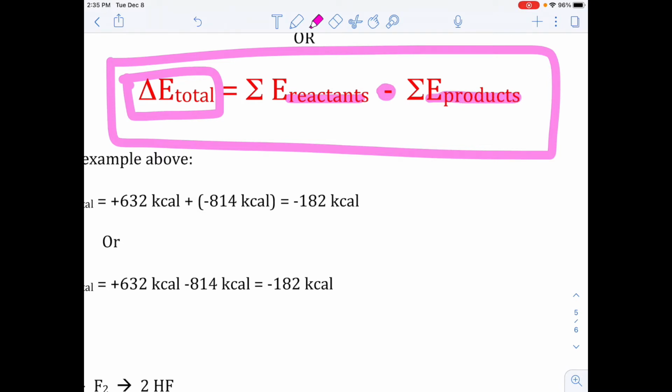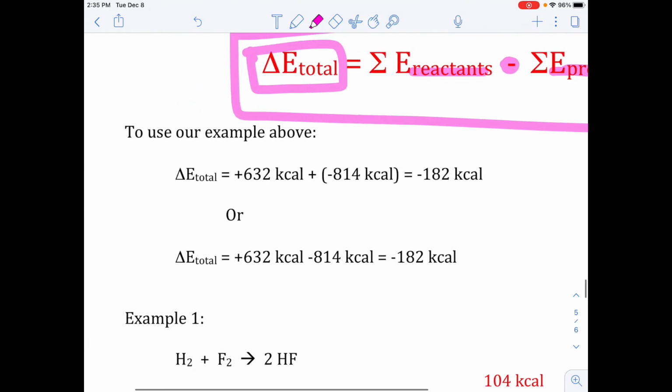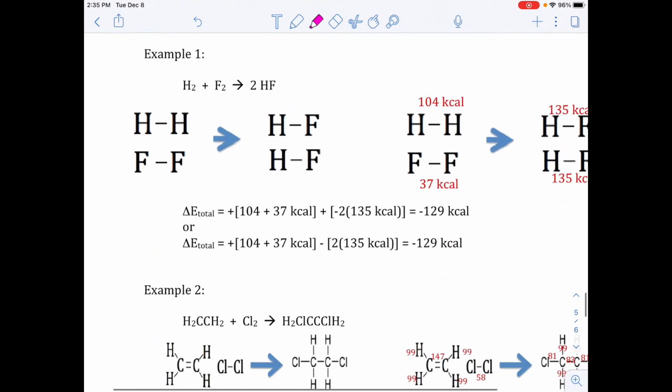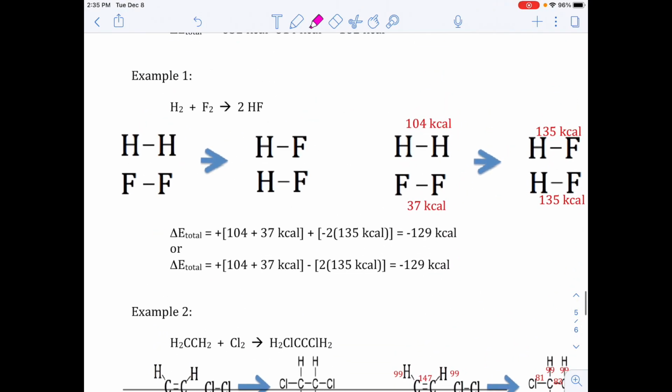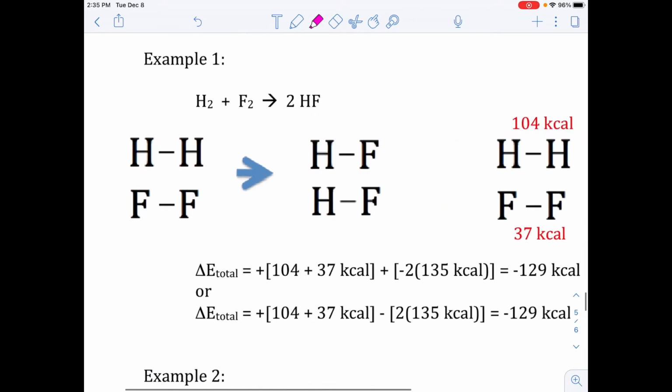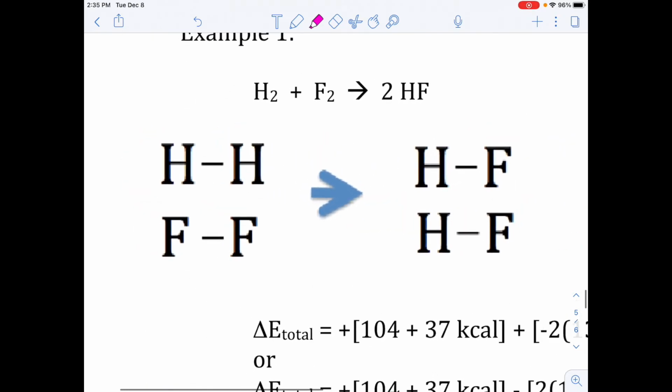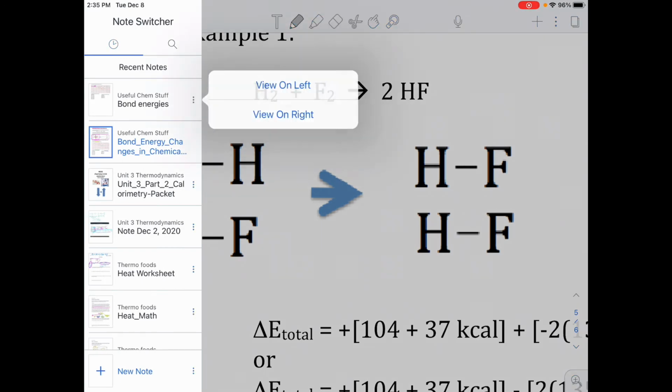Add up the reactants, subtract the products, there's your total energy. That's it. Okay? So let's look at some of these examples. We'll walk through these, and hopefully that should clarify some stuff. So if I look at example 1, okay, first step, I have to get my bond energy chart.